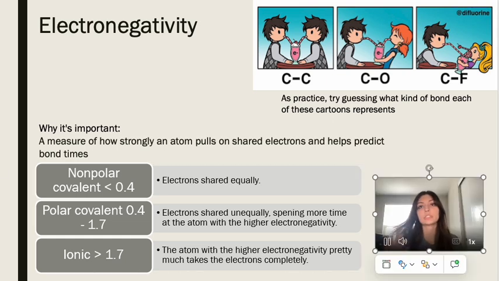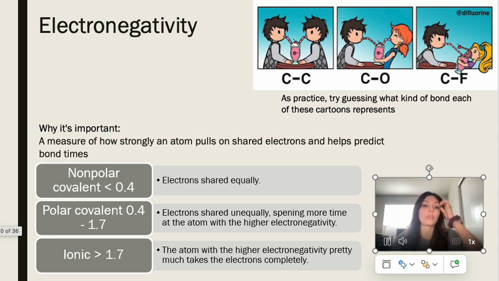So one of the trickier topics for this chapter is electronegativity. Electronegativity is how strong an atom is pulling on the electrons that are being shared with another atom. So knowing these values helps us figure out what type of bonds are formed between two different atoms. To find the difference, we want to take the larger electronegativity number and subtract the smaller one, and then that will tell us what kind of bond we're having.